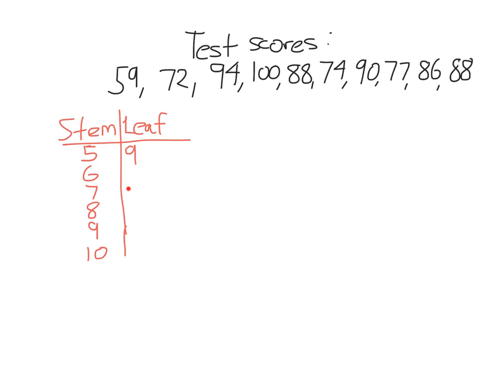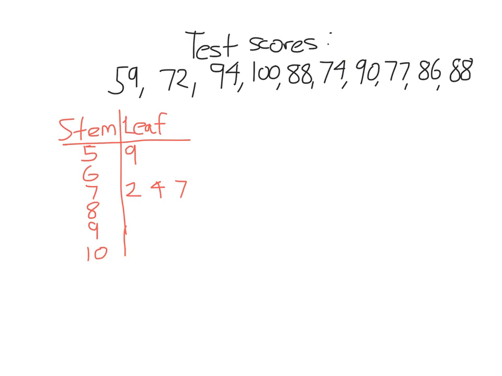Now let's go to the leaf for the 70s. Well, there are a few scores in the 70s: 72, 74, and 77. I need to put them in order from smallest to largest, smallest closest to the stem. So I put 2, 4, and 7. And it's understood this score means 72, this means 74, and this means 77.